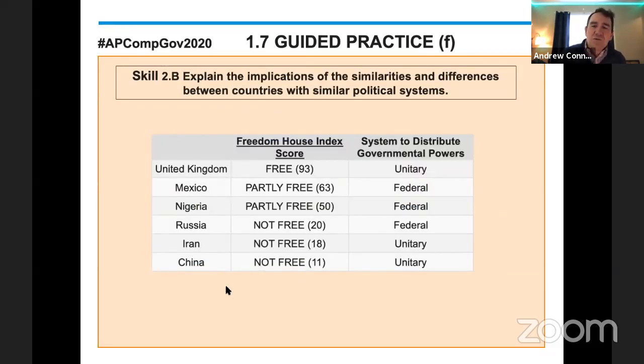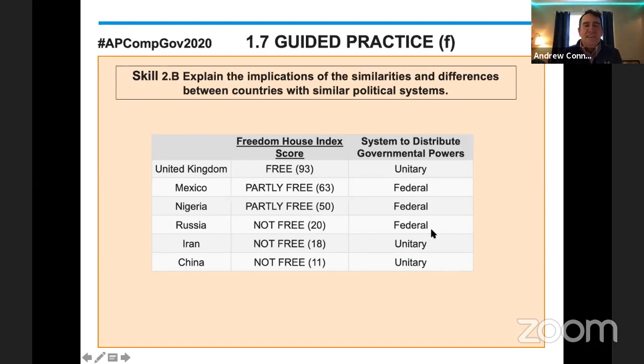So I'm going to give you an infographic or a chart, a table of our six different core countries. Last week, I showed you some data from the Freedom House Index, how Freedom House, a non-government organization, categorizes different countries. So that's where that data comes from, Freedom House and their index score. It's also their categorization of whether a country is free or not free or somewhere in between. And then we're also looking at today's categorization. How do these different countries distribute power? Are they unitary or federal?